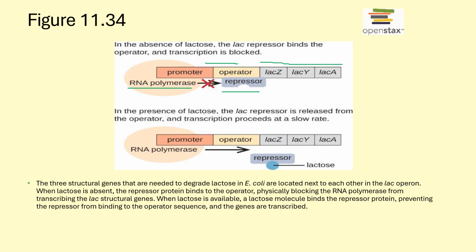But when lactose is present, like I said, here is the lactose that is bound to the repressor. So the repressor is not bound to the operator. RNA polymerase can just pass right on through, read, and transcribe these 3 genes. You have transcription and translation. You make the proteins. They break down the lactose. Once all the lactose is broken down, then it will come back and be in this situation.